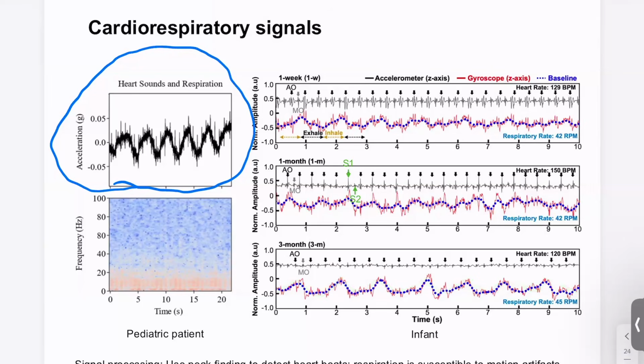But for heartbeat signals, you can just use peak finding to identify these peaks and calculate heart rate. And respiration is much more difficult, because when you move around, you introduce motion artifacts. So calculating heart rate and respiration rate during movement is very difficult. It's not something very well addressed in current wearables. Even in research, it's still a challenge.